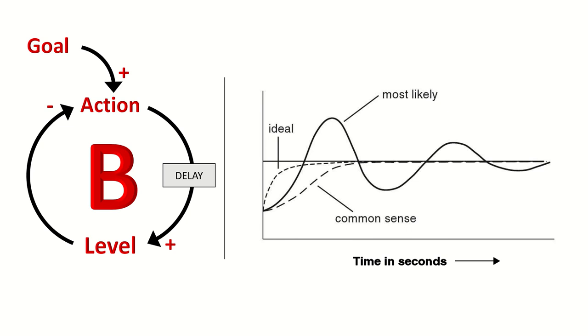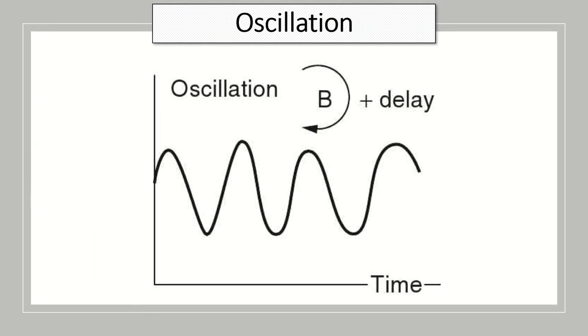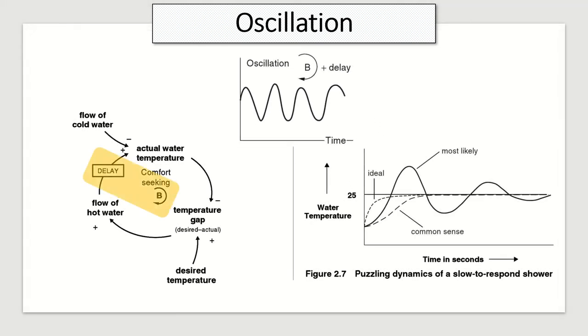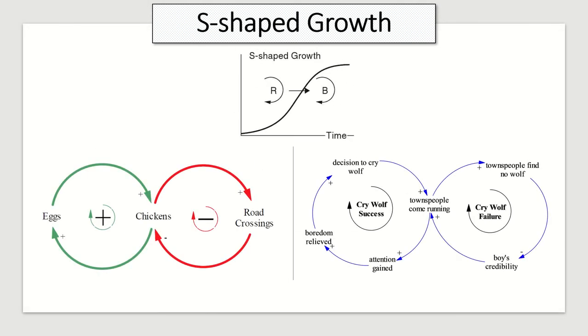These are the archetypes you should probably have. Balancing with delay can create all of these different behaviors over time, depending on how big the delay is. Oscillation is one of those examples of balancing with delay. So that's our balancing with delay there. The other archetype you should probably know is S-shaped growth. So know that if you have a balancing and a reinforcing loop next to each other, where at low levels of the state variable you get all reinforcing, and then at high levels it gets limited by the balancing, then you know that one.